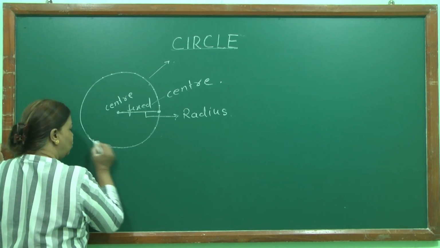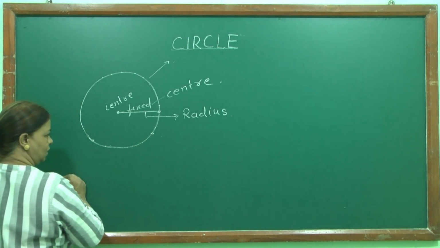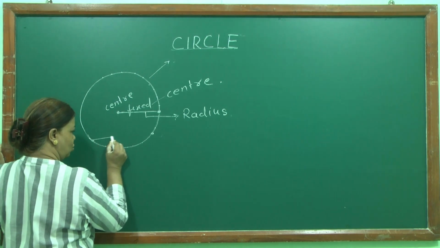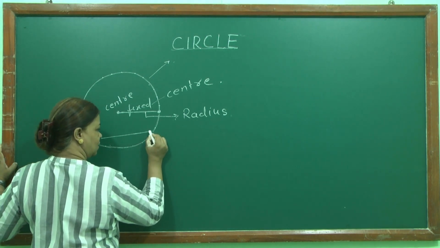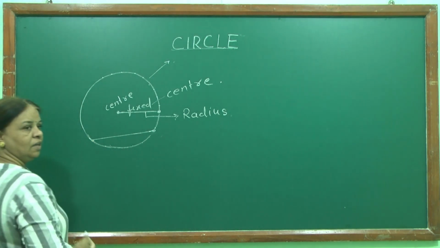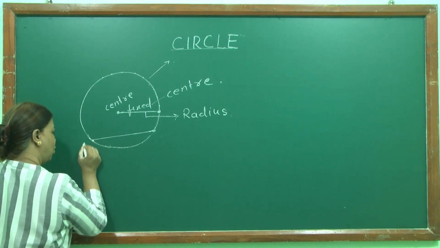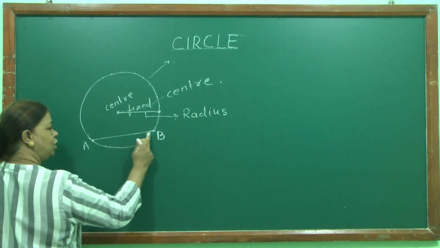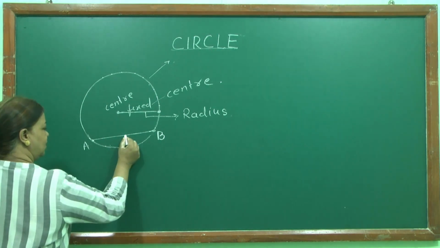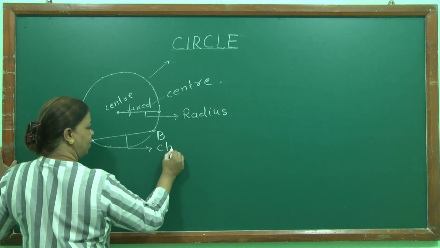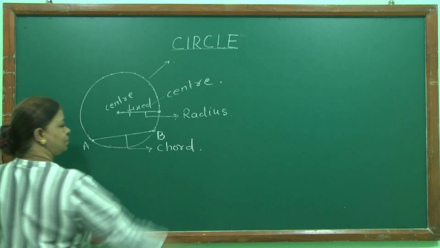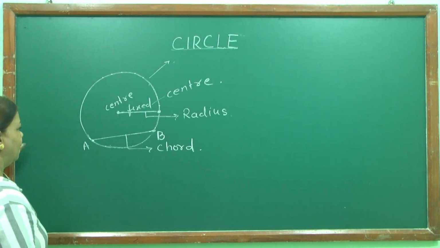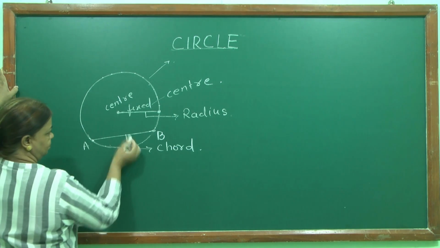Now, if we take 2 points on the circle and join those 2 points, suppose this is point A and this is point B. If I join these 2 points, this is known as a chord. Now there are so many chords.